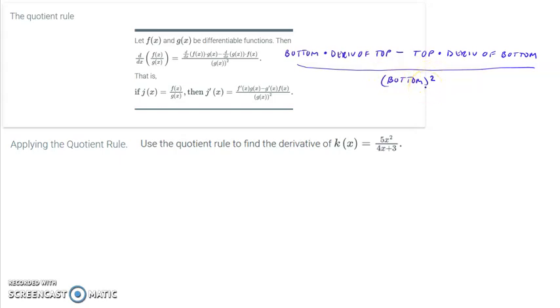Okay, and you'll see me abbreviate this probably throughout the course as the bottom times the derivative of the top, minus the top times the derivative of the bottom, all over the bottom squared.